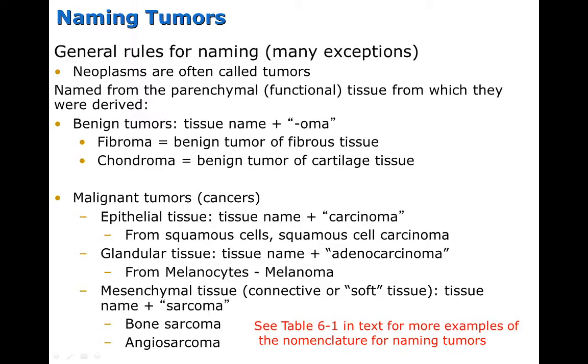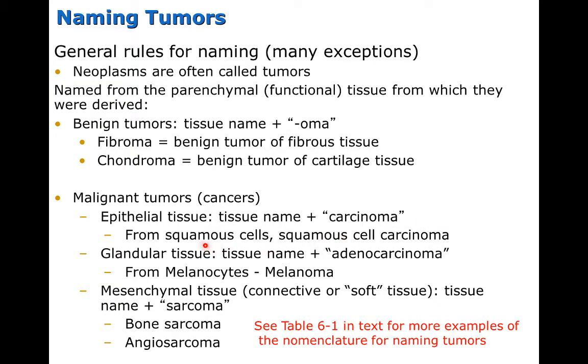First of all, tumors are commonly named from the parenchyma, or the functional tissue that they come from. Benign tumors end in -oma. Some examples here are fibroma, which is a benign tumor of the fibrous tissue, and chondroma, which is a benign tumor of cartilage tissue. For malignant tumors, if it's in the epithelial tissue, then we will call it a carcinoma.